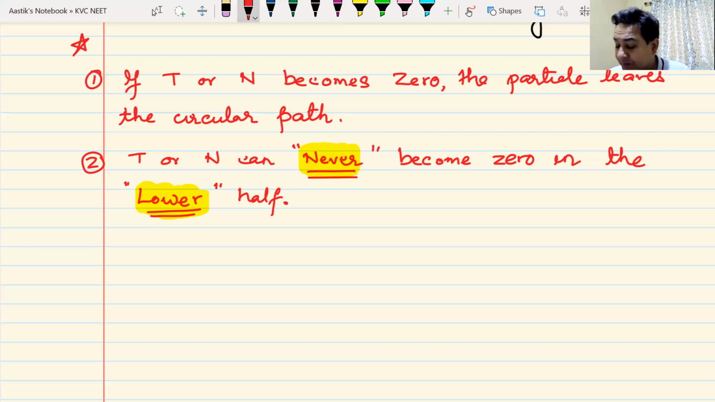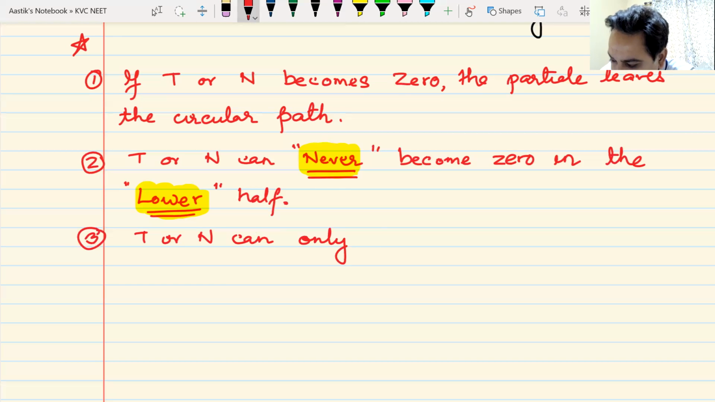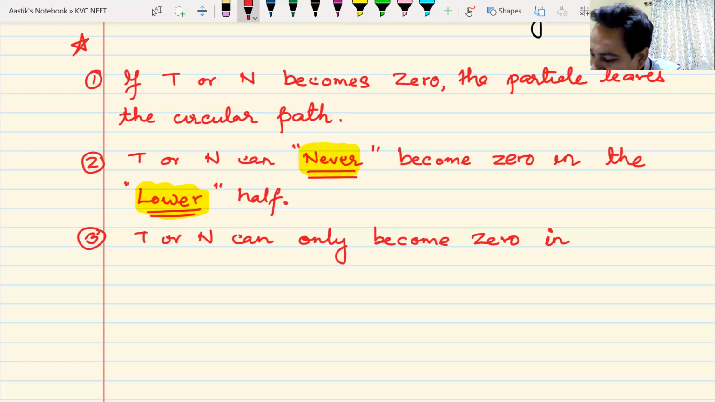Okay, done. Now, if T or N can never become zero in the lower half, where can they become zero? T or N can only become zero in which half? Now it is very simple to understand.